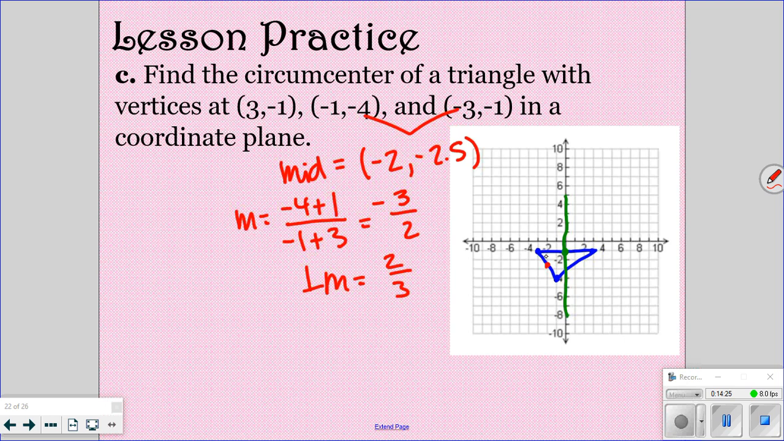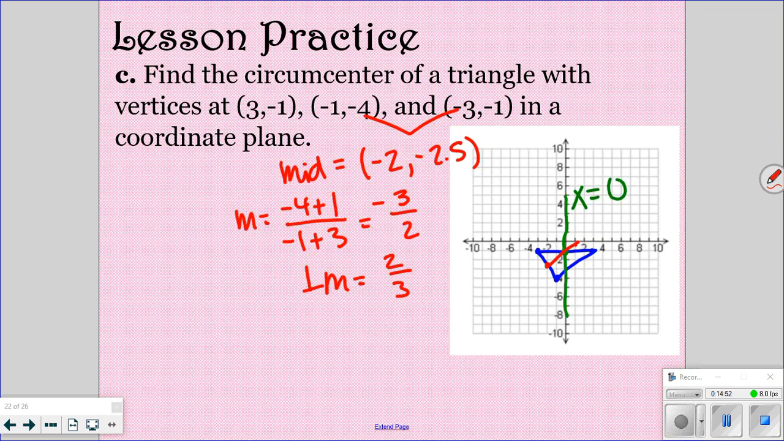So if we go up 2 and then over 3, we get that one right there, which doesn't go through this point exactly. So we actually end up having to figure out the equations of the lines. So the green line equation is a vertical line, so that's going to be x equals 0.